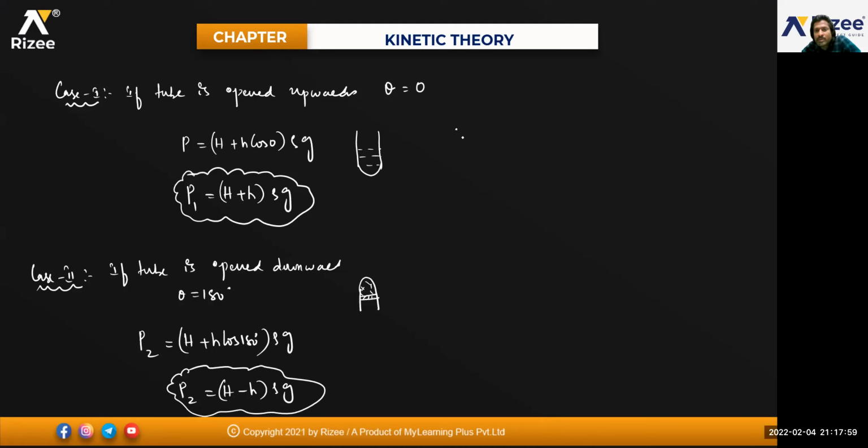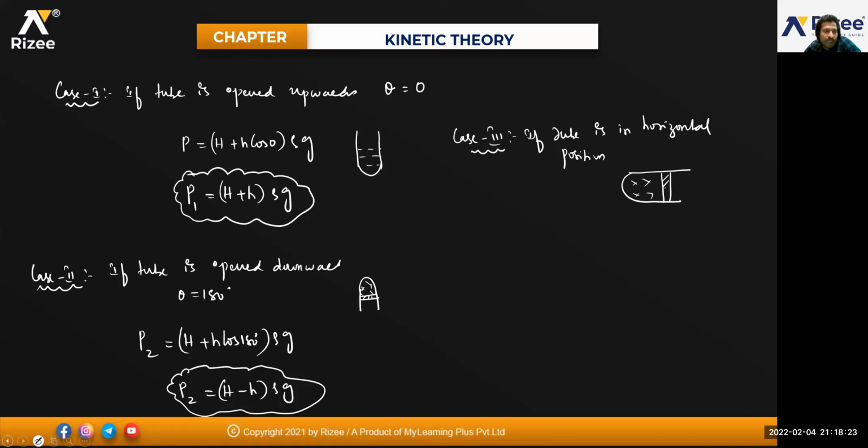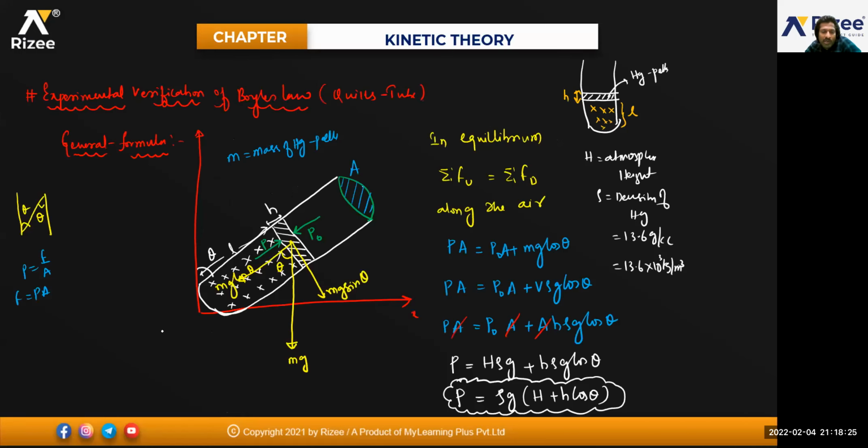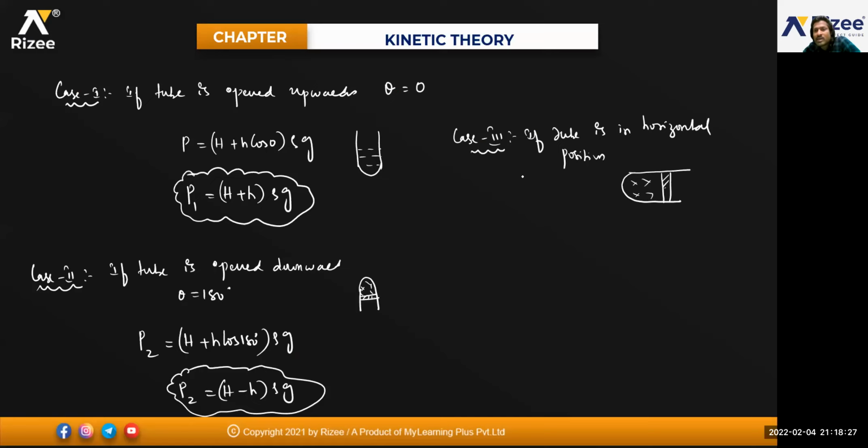Okay. Now case number 3. If the tube is in horizontal position, beta. Okay, that means the tube is something like this. Now see this diagram better. If the tube is completely made horizontal, theta will become how much for me? 90 degrees. So theta will become 90 degrees.